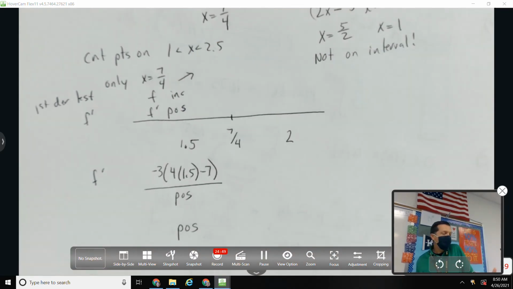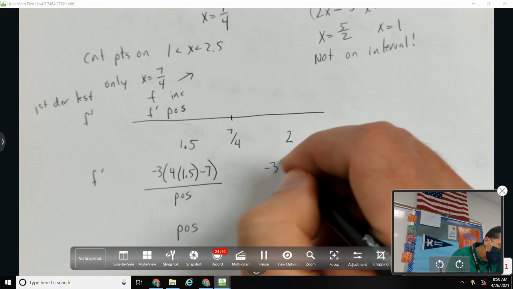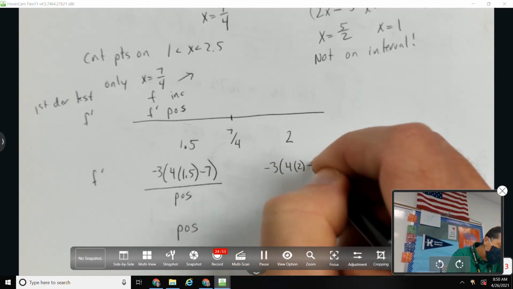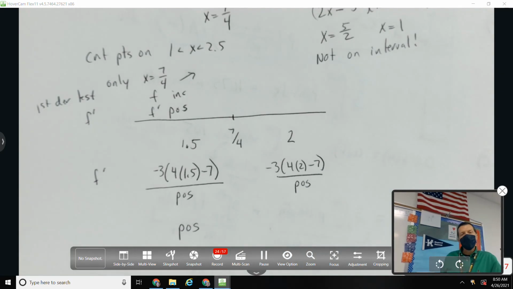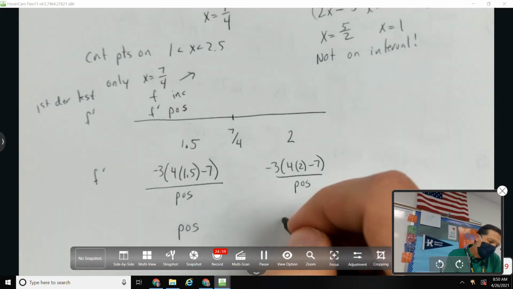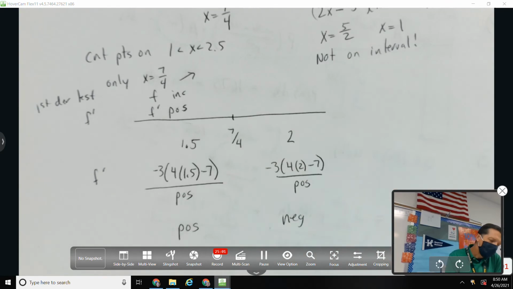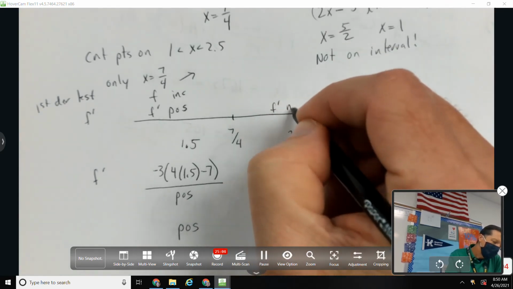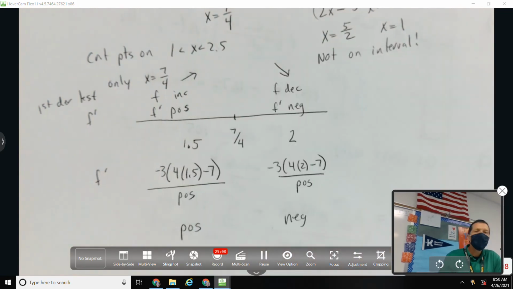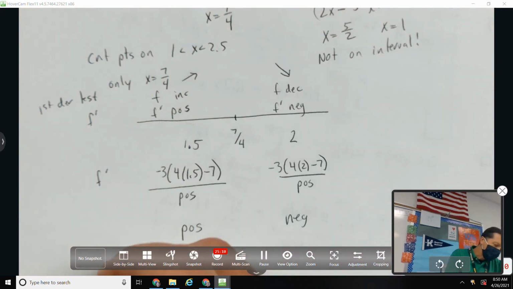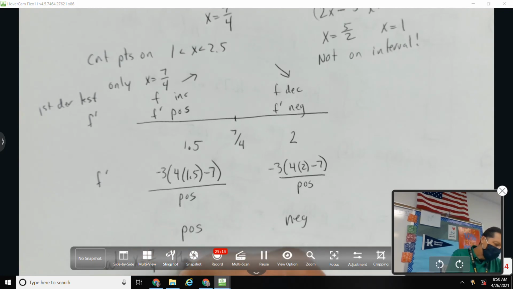Guessing 2 is going to be negative, but who knows? So let's plug in 2. Again, denominator is always positive, so I don't have to worry about it. So f prime is negative. So f is decreasing. So what's going on at 7/4? There is a relative max.